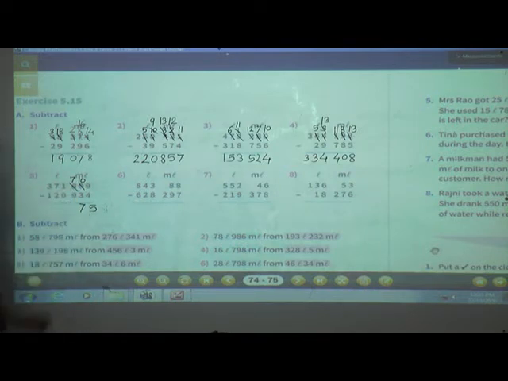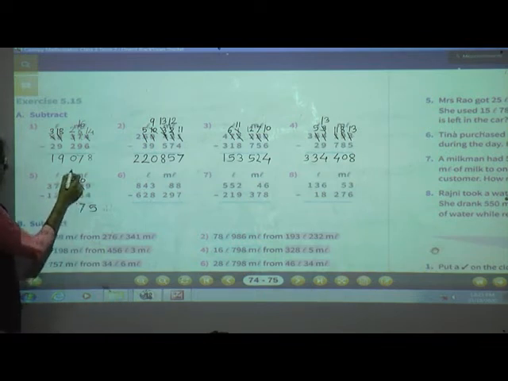Then 7 minus 9. 7 minus 9. What is the answer? Can you do 7 minus 9? No, we can't do it. Why? Because 7 is smaller than 9. So what to do? Then again cut this 7.